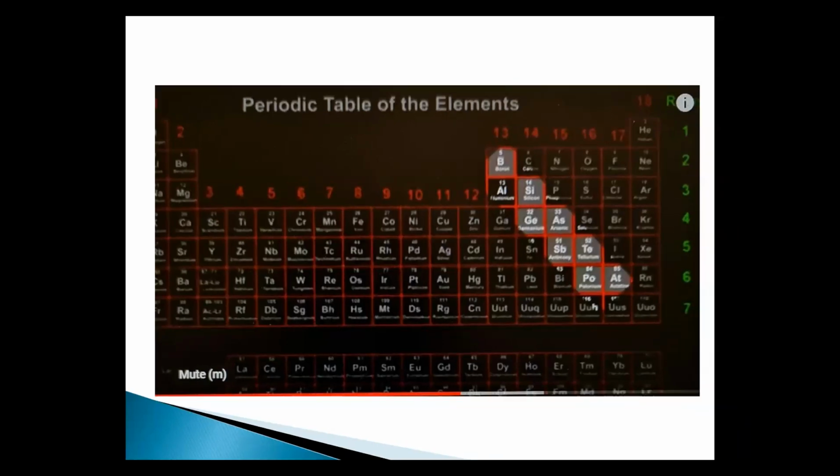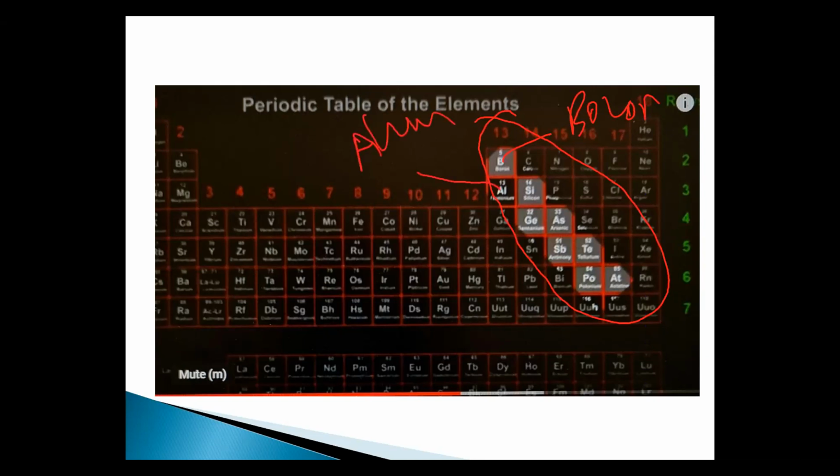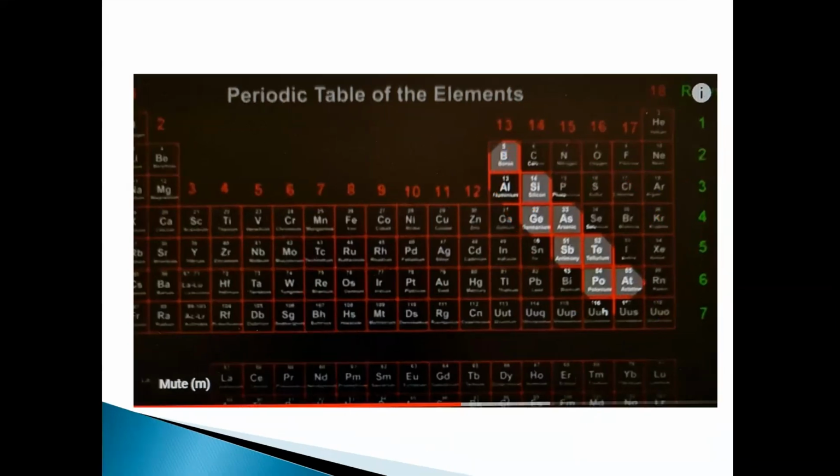They are talking about this diagonal band. B represents boron. When you read on your own, you'll understand what all these abbreviations mean. Al here means aluminium, right? Si there means silicon. Ge there means germanium, right? So let's go and hear what they are saying about this diagram.